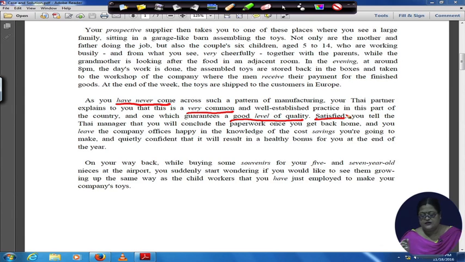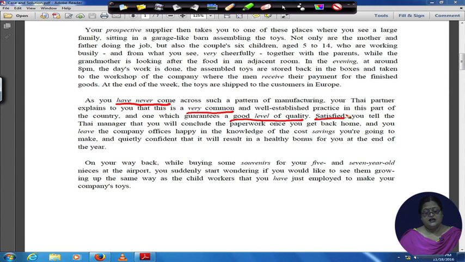So, satisfied here also is a point. These are the three ethical dilemma points, your ethical triggering points over here. You have never come across certain situations, so you believe at face value what your Thai partner is telling you, that it is a very common and well established practice, and that is what guarantees a good level of quality. That becomes a satisfactory explanation for you, and you don't make any effort to cross verify the information that is given to you.